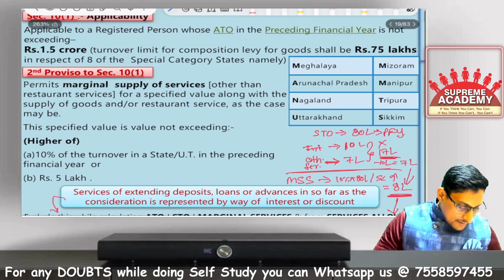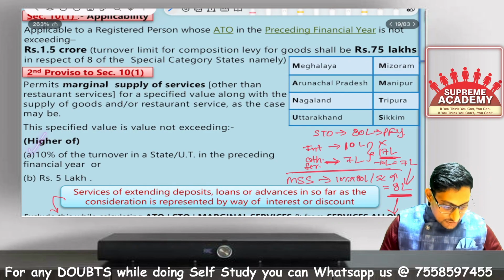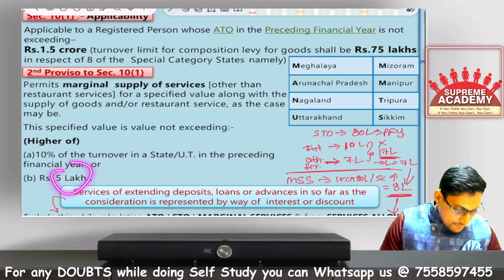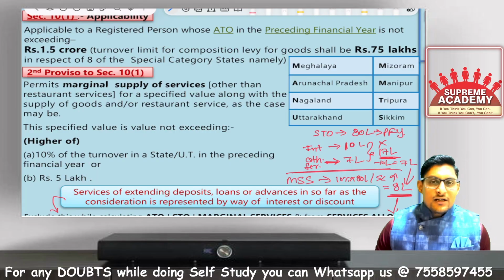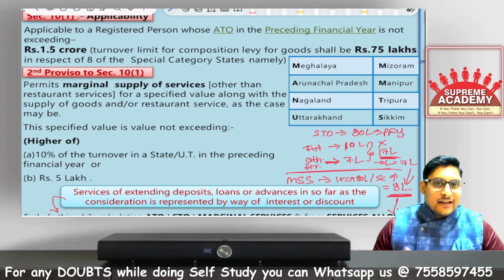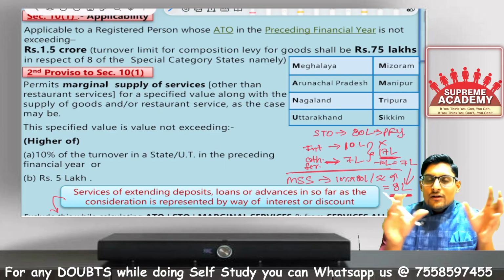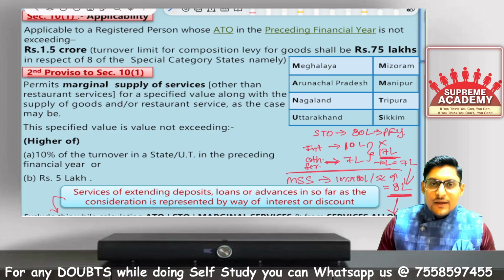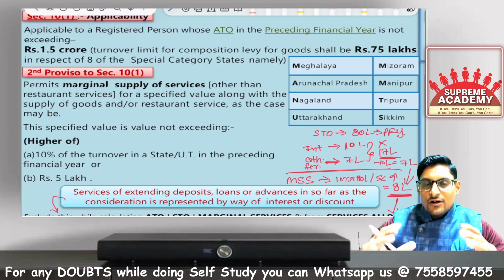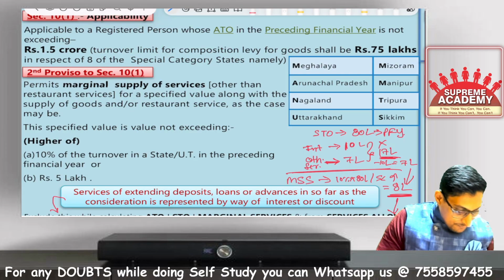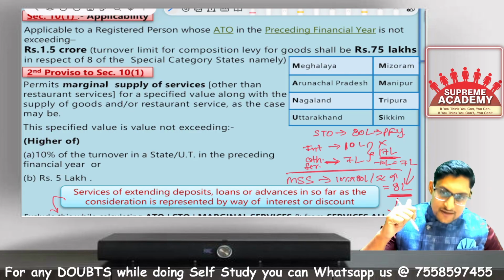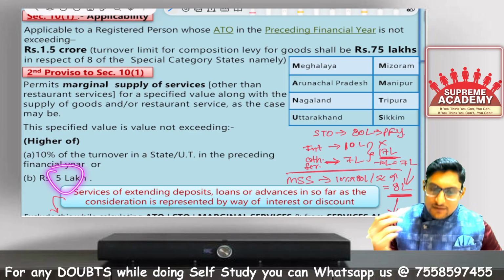See the limit. The limit is higher of 10% of the turnover in the state or 5 lakhs. Turnover in the state: in the definition of aggregate turnover, you are calculating on a PAN basis all over India. But if you limit it to the territories of a particular state, it will become the state turnover. So, 10% of that state turnover of the preceding financial year or 5 lakhs, whichever is higher.